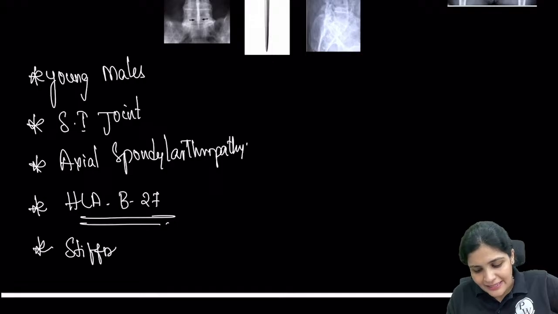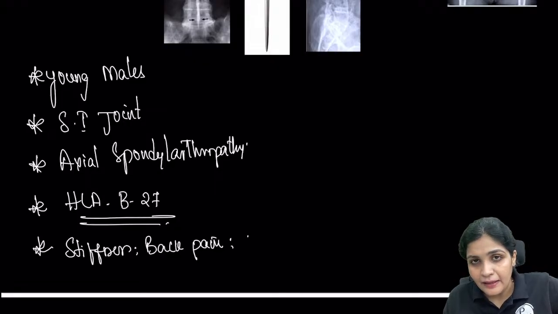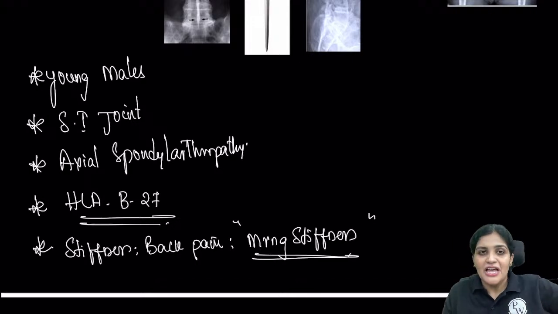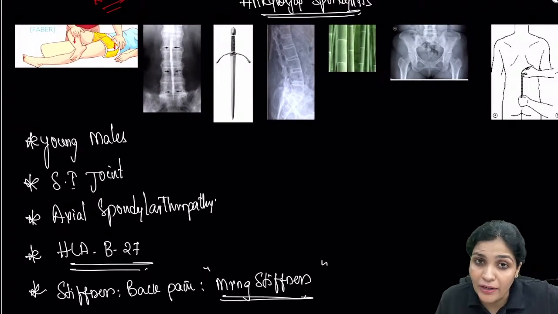Okay, and how does the patient present? With backache, stiffness of the back, especially during the morning times, right? Morning stiffness. So whenever something is inflammatory, it is usually seen in the morning. If something is degenerative, it is usually seen in the evening. Why?